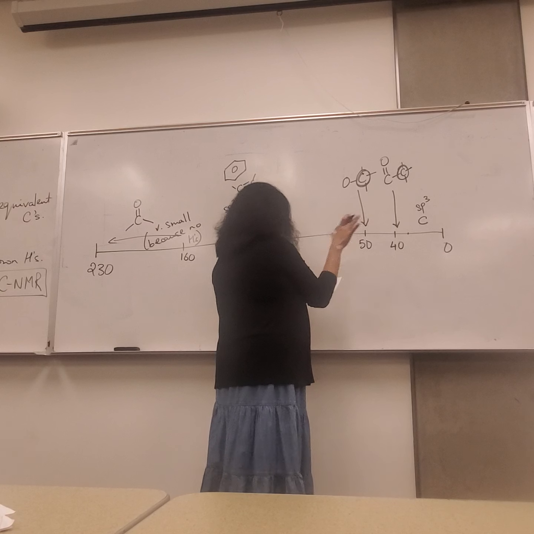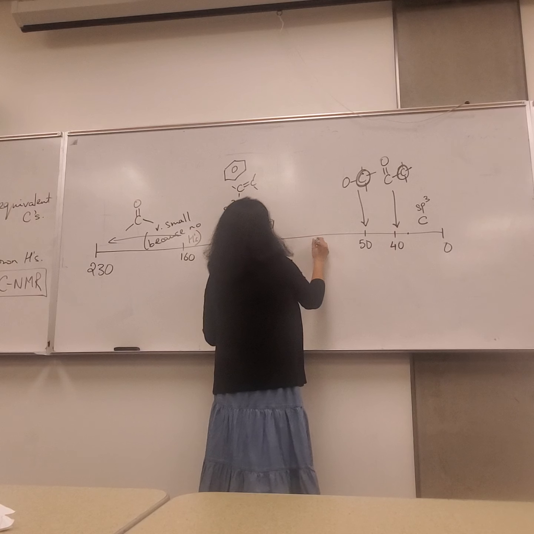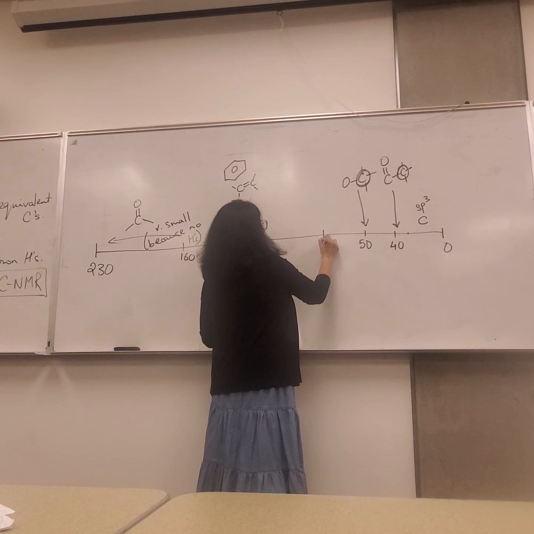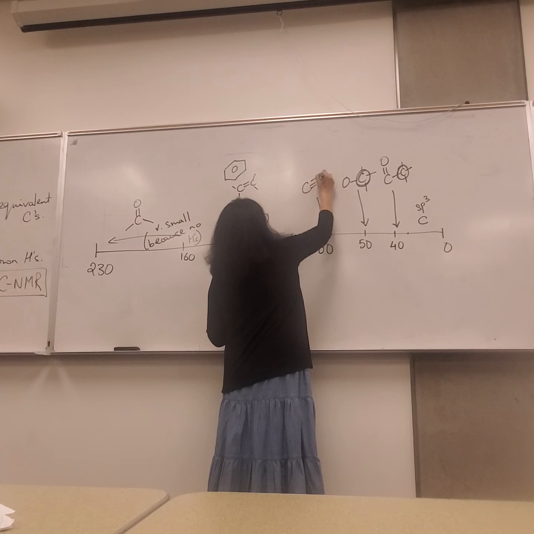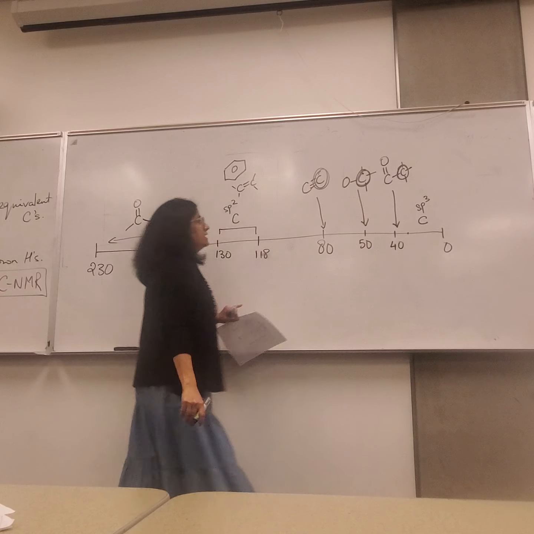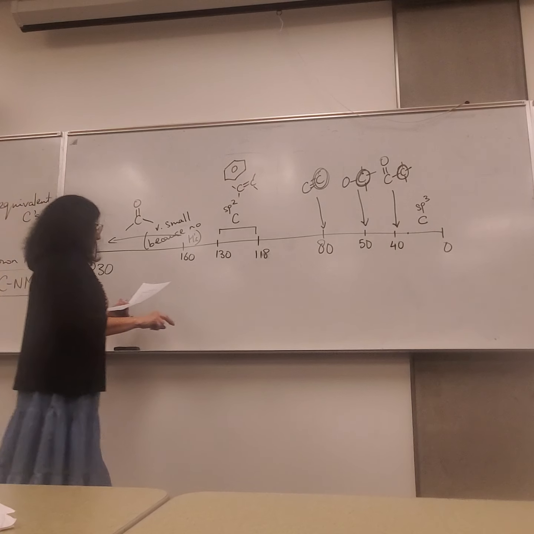These are the important areas. And then about 80-ish or so is where triple bond carbon, sp hybridized carbon, will show up. Okay, those are the important areas.